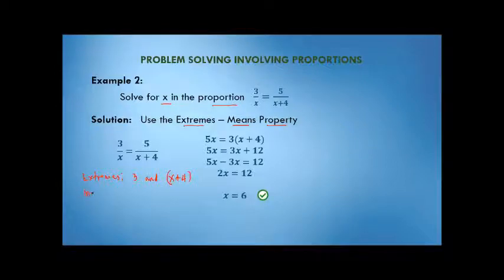Next, ang means naman natin ay x and 5. So what we're going to do is kahit alin ang mauna dyan, as long as i-equate natin. So nauna yung means which is x times 5, is also 5x. Then nasa kanan naman yung extremes, 3 times x plus 4.